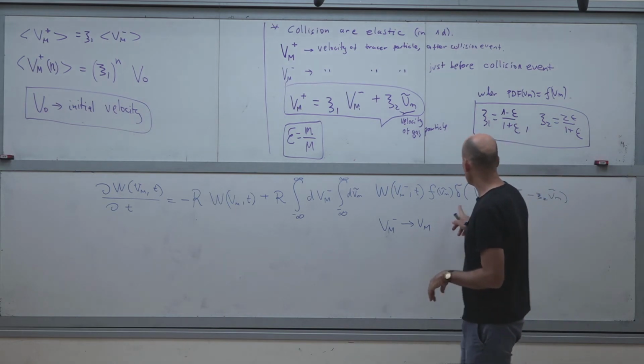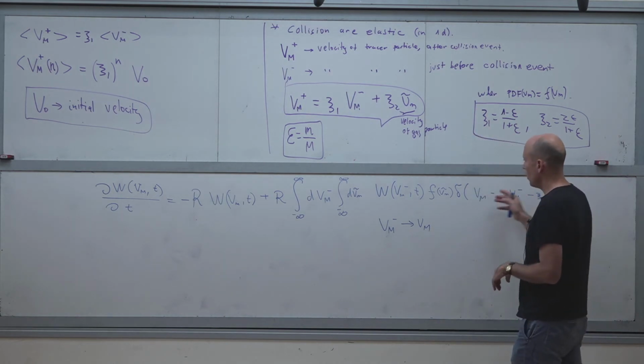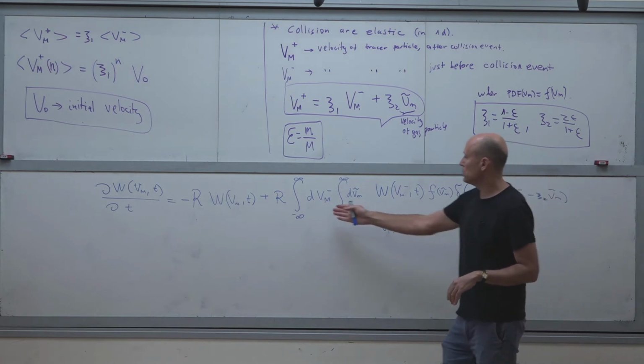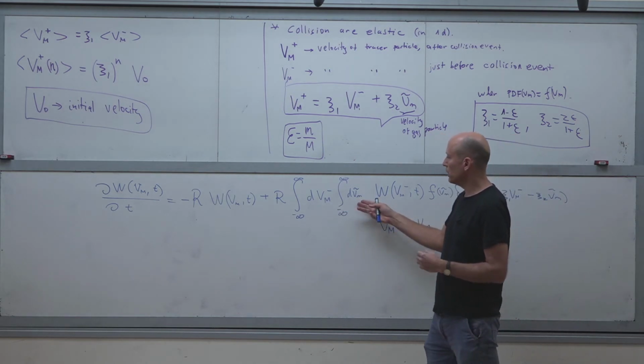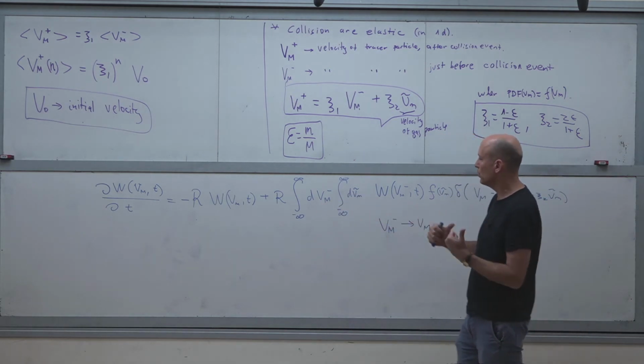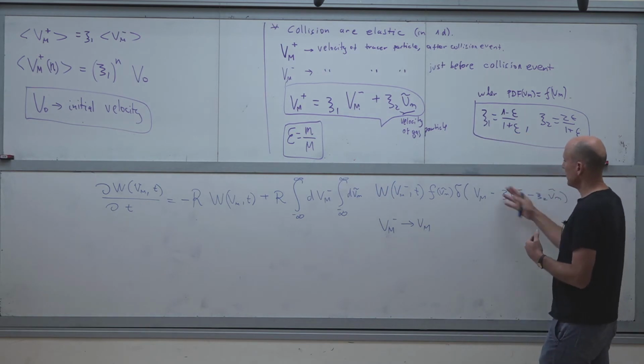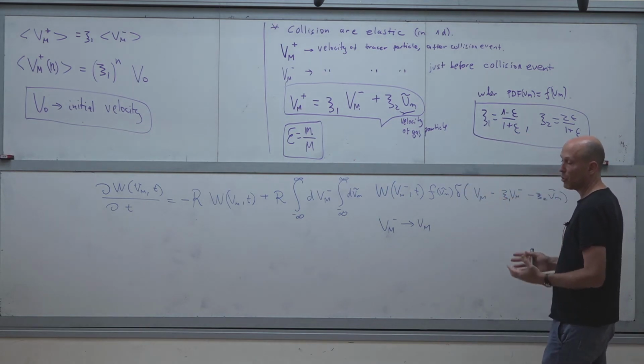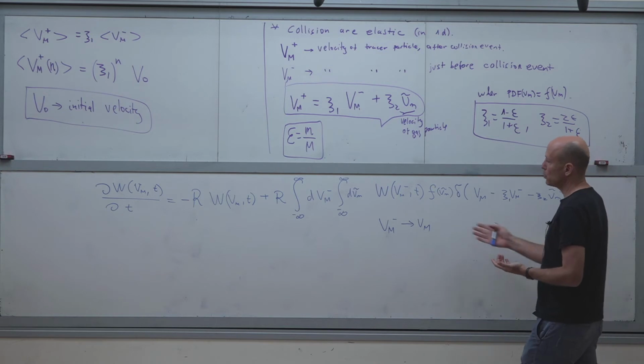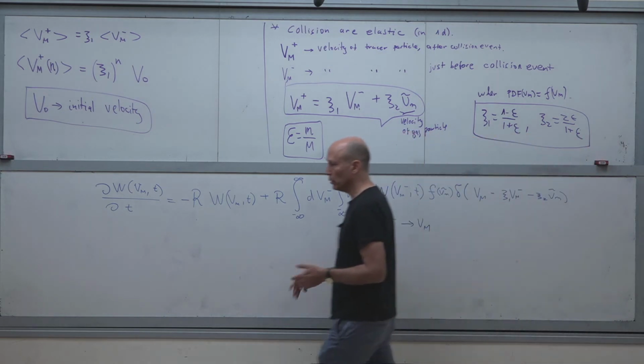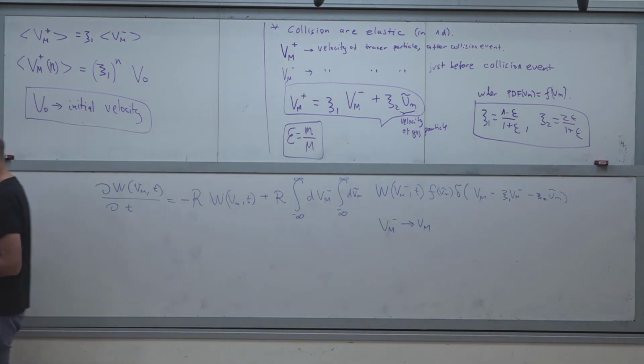The first thing to do is, I have here two integrals over the velocity of the gas particle, the velocity before the collision, but I have a delta function. So if I have a delta function, one of the integrations is going to be trivial. So we will do this. I hope you understand how to do this.